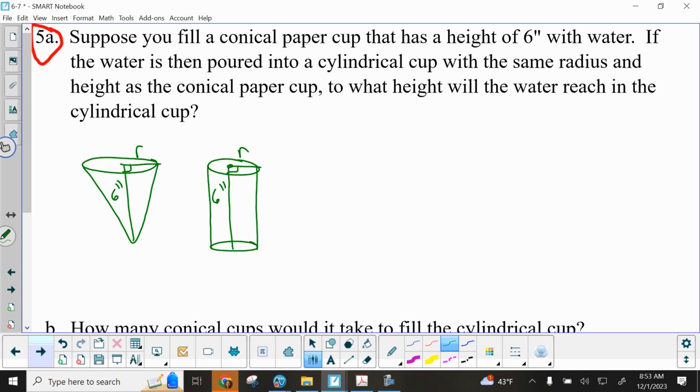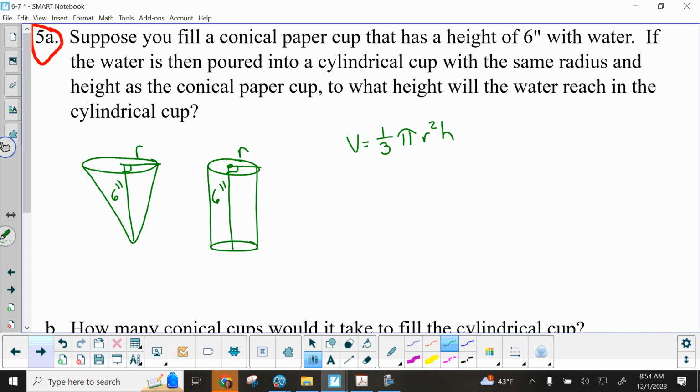To what height will the water reach? So think about that for a moment. If you need more time to think, go ahead and pause. So it's really talking about volume, right? So if you're not seeing it right away, write down the volume of a cone. So 1/3 pi r squared h.